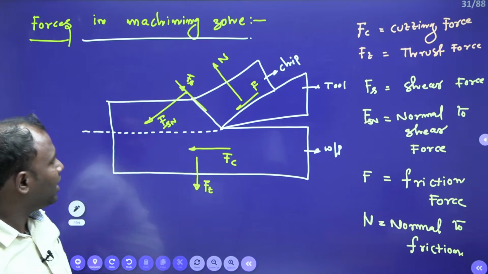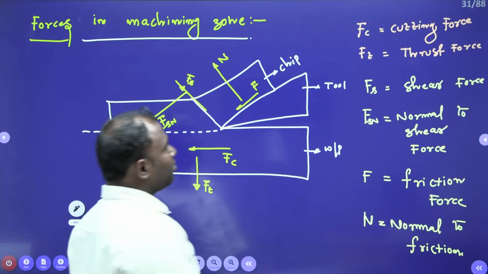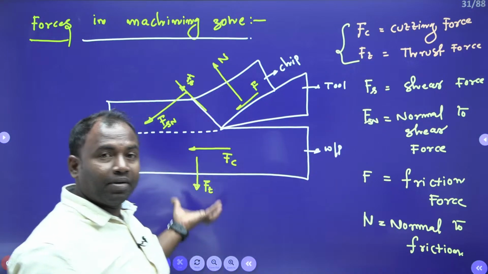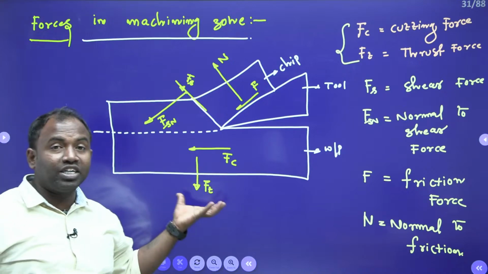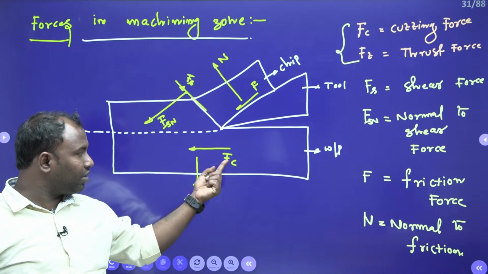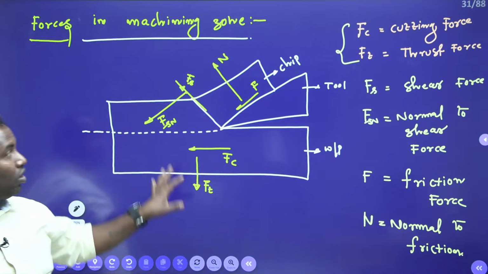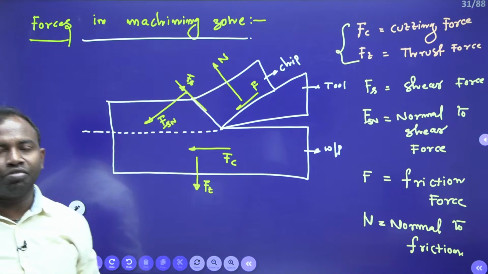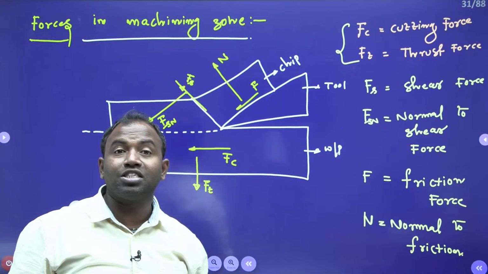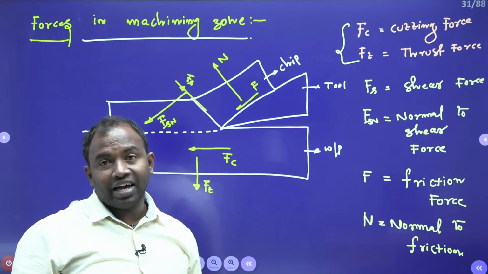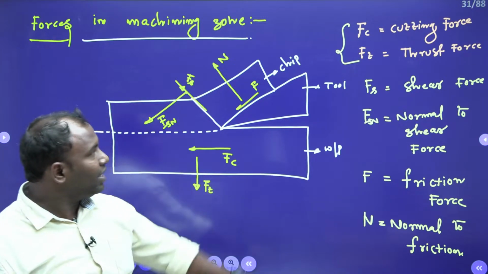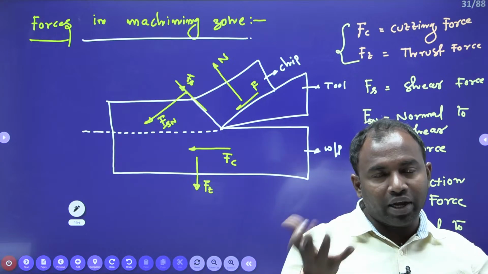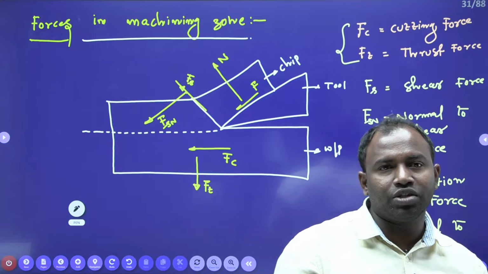But the thing is, these two are the measurable forces: cutting force and thrust force. By keeping a dynamometer on the machine table, we can measure the cutting force as well as the thrust force. But we cannot measure the shear force, normal to shear force, friction force and normal to friction force. Why? Because they are acting in the dynamic zone. So there are only 2 measurable forces and 4 non-measurable forces. Then how can we resolve this particular concept?